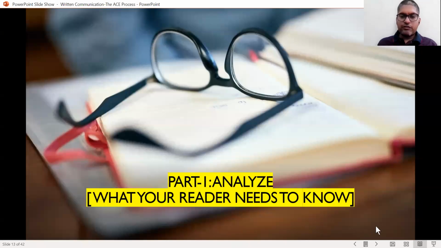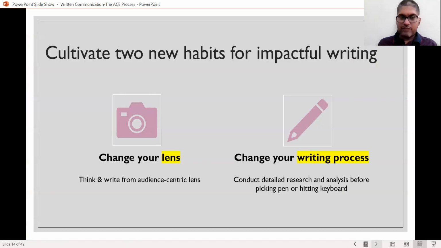In the first stage, we will be looking at analyze, the A part of the ACE process. In analyze, what we need to look for is what our readers need to know that this document is trying to convey. Here we need to focus on two new habits. Usually, when we start writing, we do not focus on the audience, or who we are writing for. As I've said in the previous video, it is important to understand who the audience for this document is. You cannot cater to every audience through a single document.